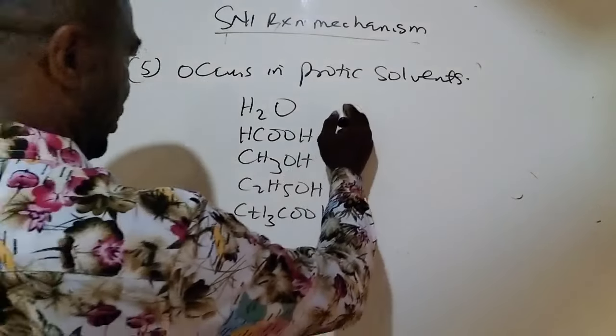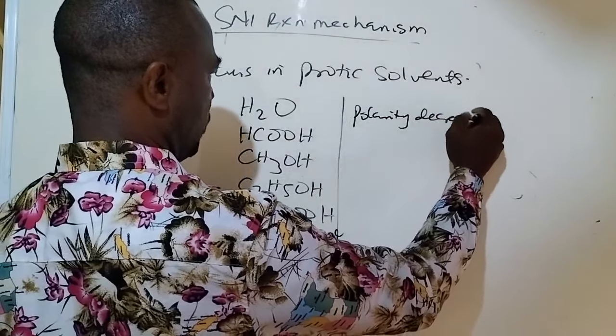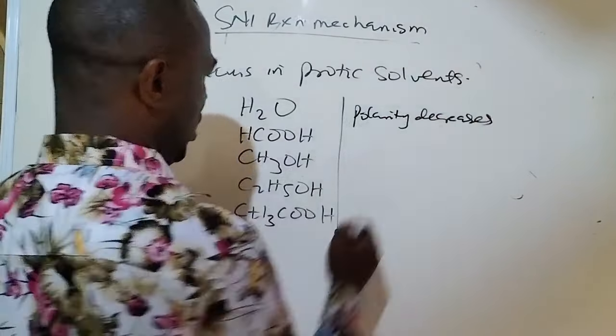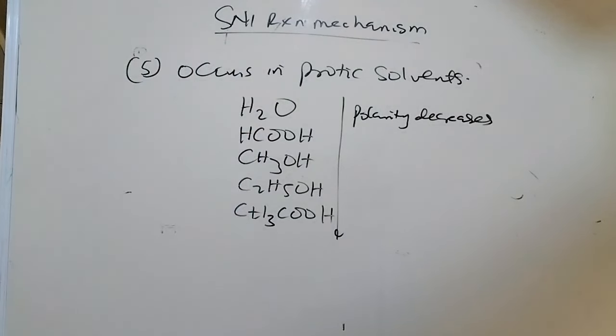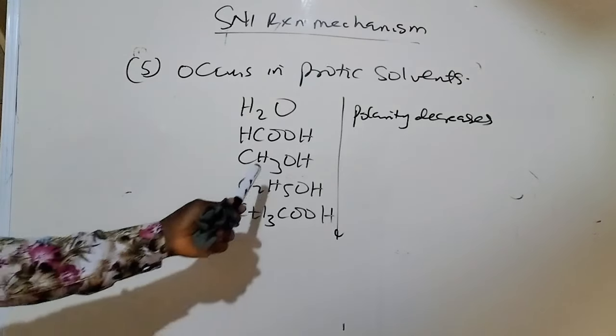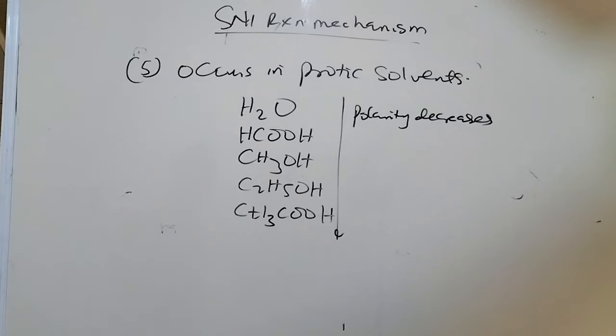So in terms of polarity, the polarity decreases as you go down, meaning that water is the most polar. And here the least polar is ethanoic acid. Water, methanoic acid, methanol, ethanol, and then ethanoic acid. So you see they all contain the hydroxy group inside their structure, and they can form hydrogen bonds. So any nucleophilic reaction that involves these solvents is most likely to occur by SN1 reaction mechanism. So this is the 5th feature of SN1 reaction mechanism.